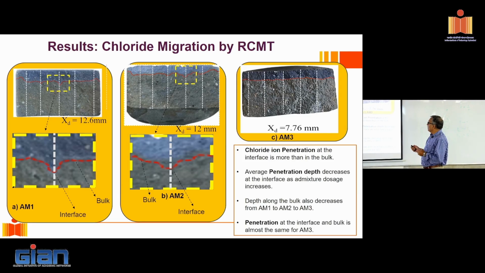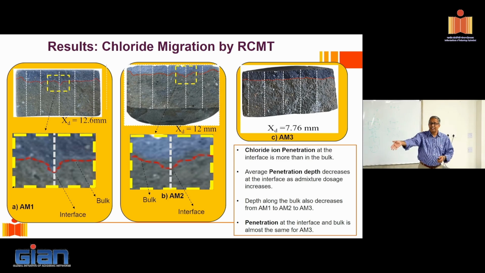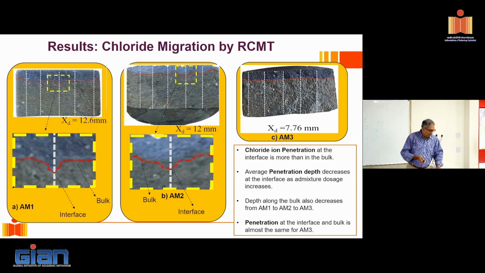And the preferential penetration through the interface starts decreasing when we increase the fluidity of the mix. So this is AM1, AM2, AM3. AM3 is the most fluid mix. You see, it's almost like the penetration itself has become quite uniform. So clearly, the way the interface forms will have an impact on the durability characteristics of this concrete. So that's another aspect of this concrete.